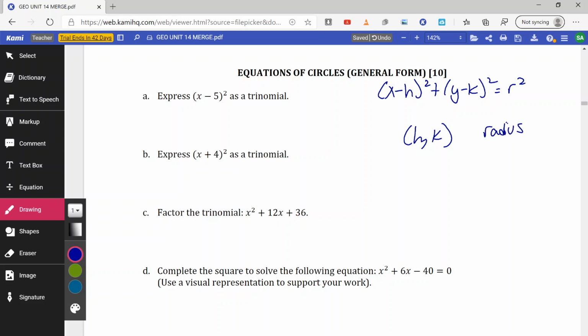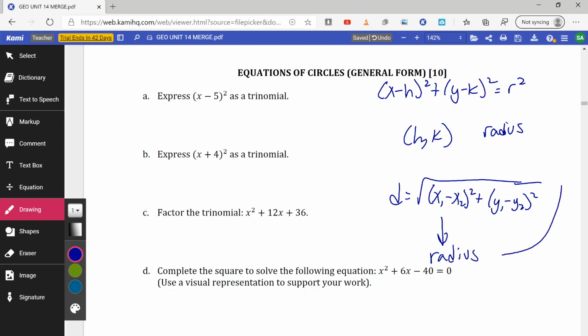Now we learned that we can also use the distance formula in order to figure out the radius, which again is the square root of (an x minus the other x) squared plus (y minus the other y) squared. So we can always plug in, and we tend to use the center as one of our points and then a point on the circle as the other. So we go through and solve the distance formula to determine our radius, which we can then plug into our standard equation of a circle.